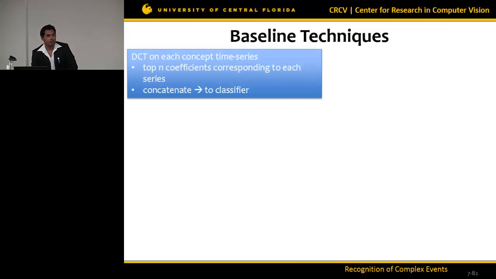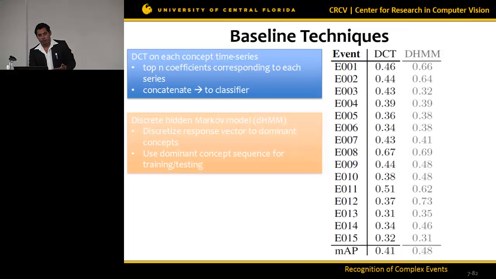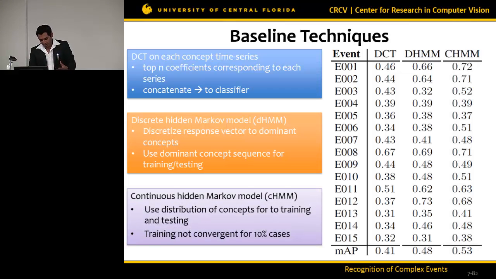First one being DCT. Since these are time series data, you can compute DCT features, discrete cosine transform. You can also use hidden Markov models, 2 variants of that, one using discrete, the other using continuous. And these are some baseline performances.